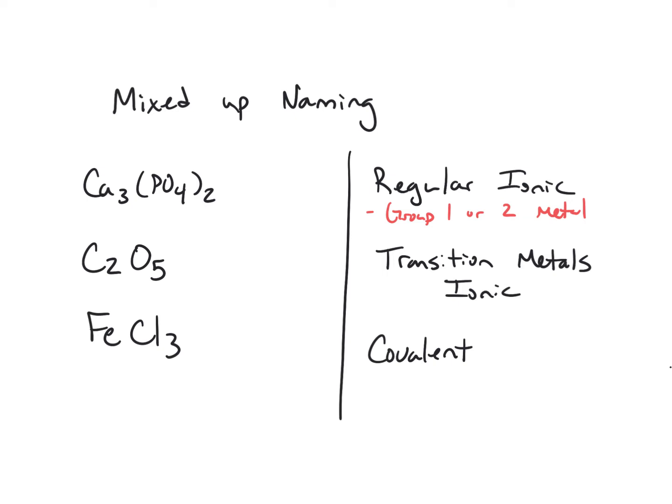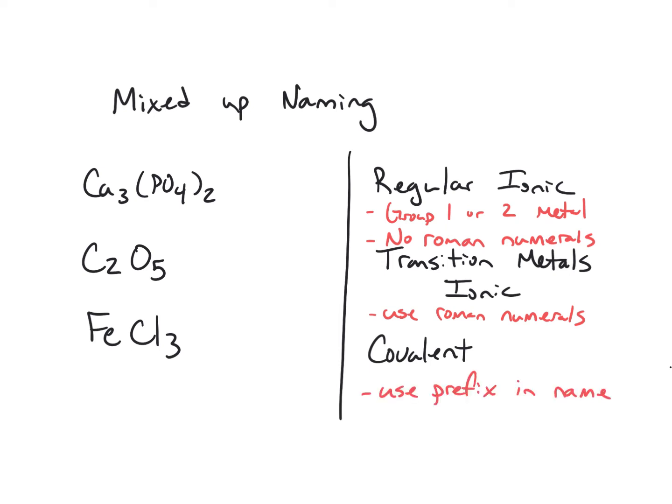Now, what makes ionic with transition metals different than ionic is that ionic with transition metals need to use the Roman numerals in the name, but ionics, just regular, don't use the Roman numerals. And finally, covalents are the only type that use prefixes in the name. No Roman numerals, just prefixes.